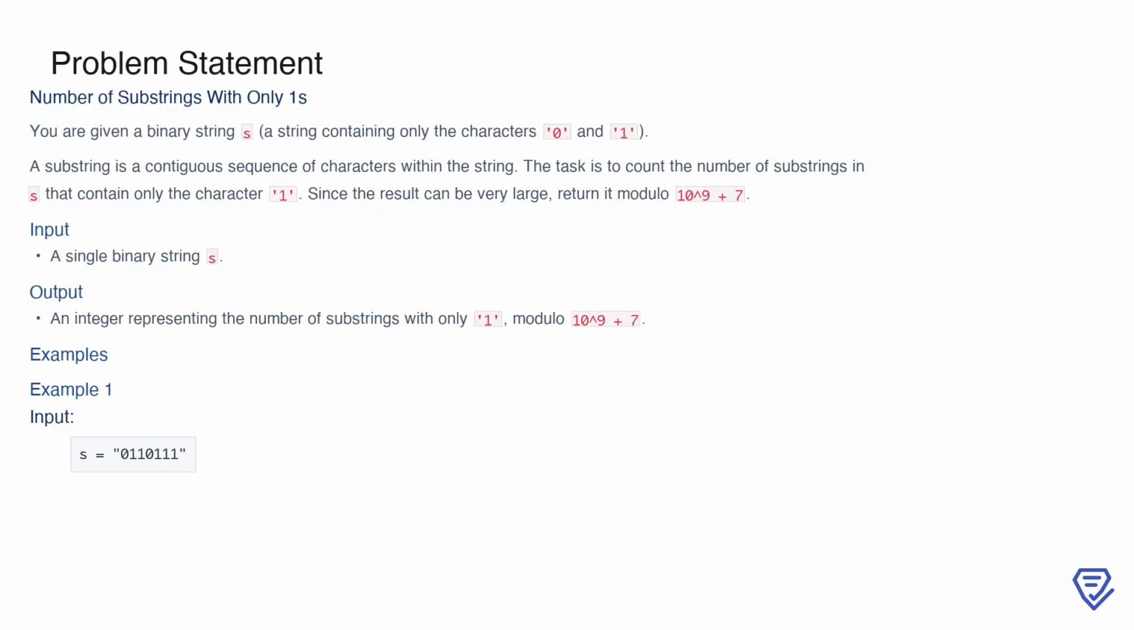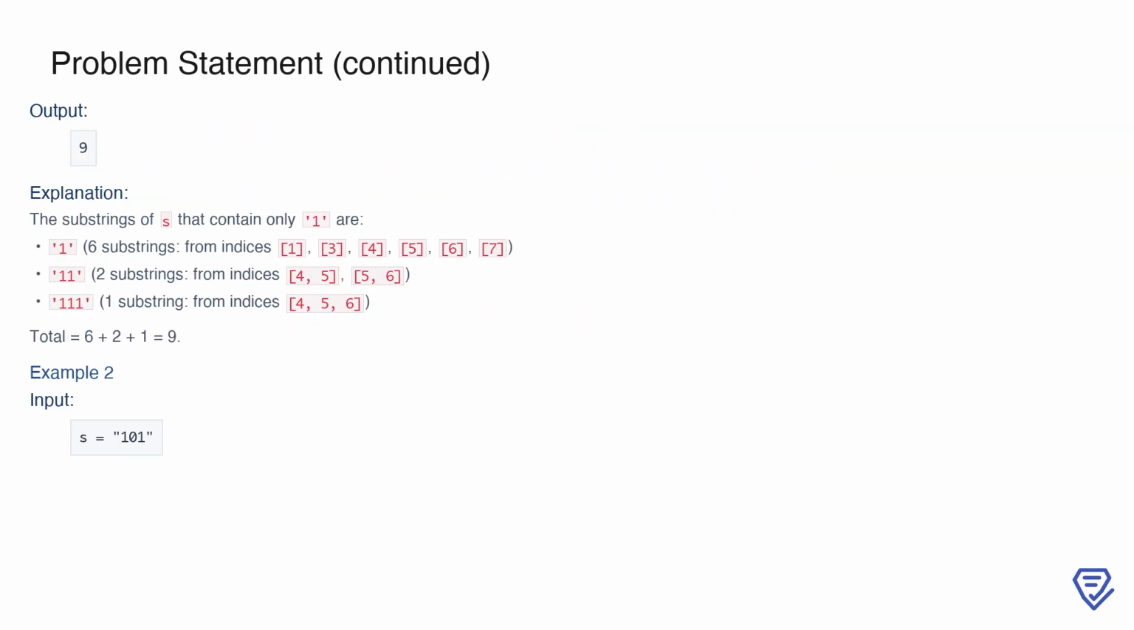For the input, we are given a single binary string. The output should be an integer that represents the count of substrings with only 1, adjusted by the modulo constraint. To illustrate this problem, let's look at the first example where the input string is s equals 0110111. The output for this case is 9.